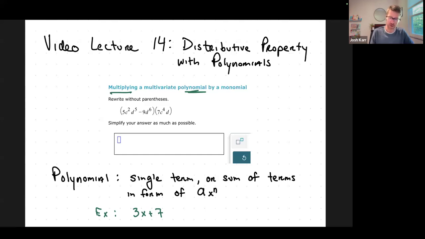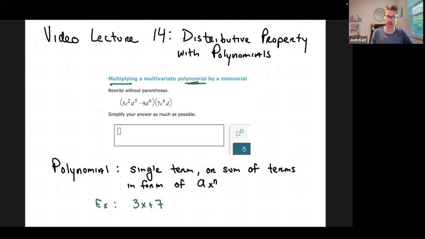A couple of other things about polynomials. Polynomials are named by what's called their degree, and the degree comes from the highest power present on the variable. So in this case, a line, what's the highest power on the variable here? We have a 1, so this would be a degree of 1.